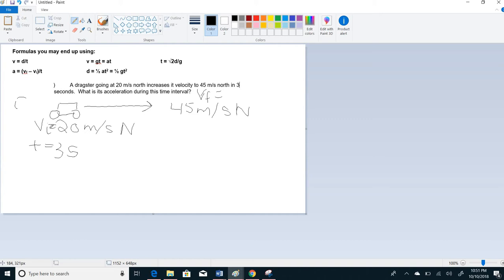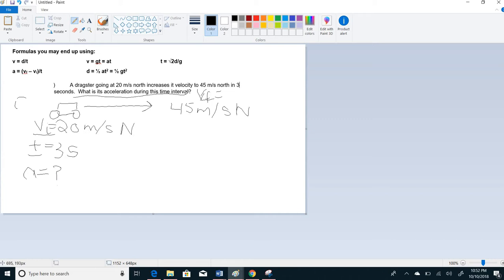Now I have to label my variables. You'll see that I have already done that, where I have Vi is equal to 20, Vf is equal to 45 meters per second, and then I have t. And then it's asking me to solve for acceleration. That's the key piece here. What is the acceleration during this time interval?